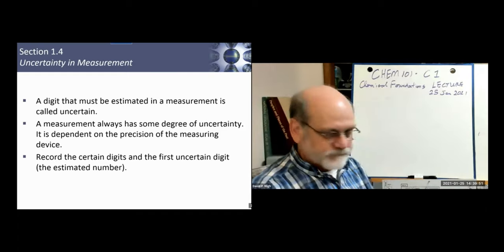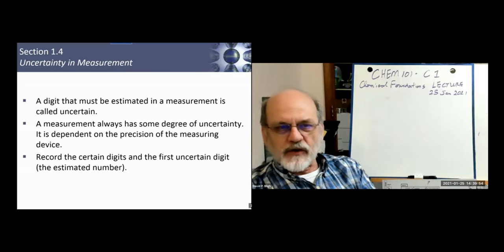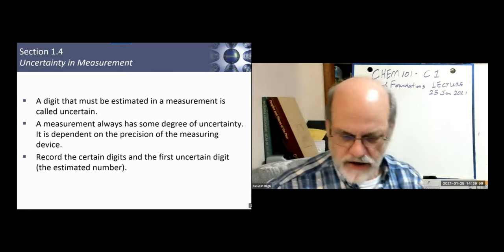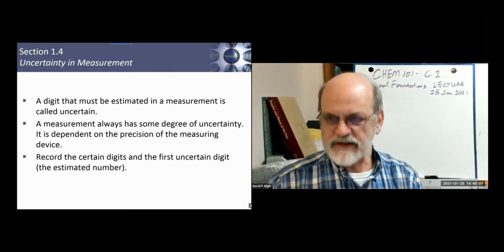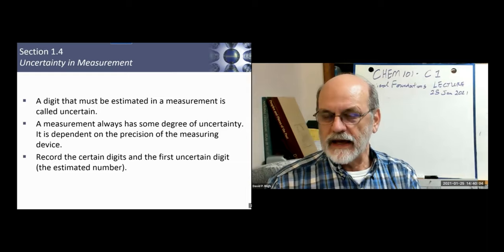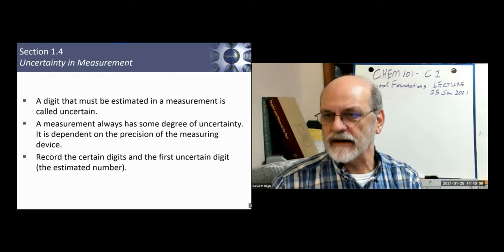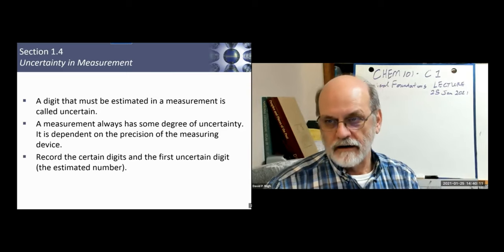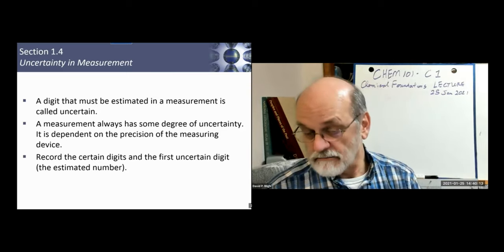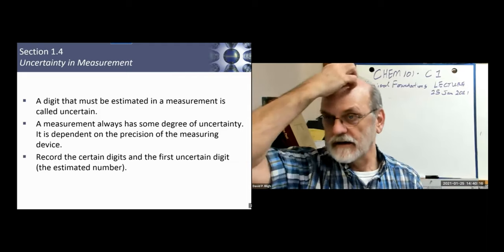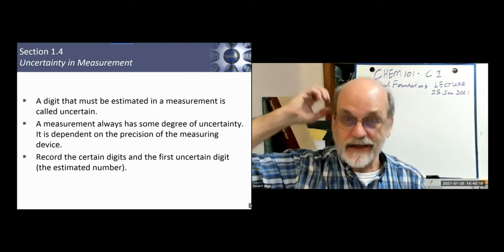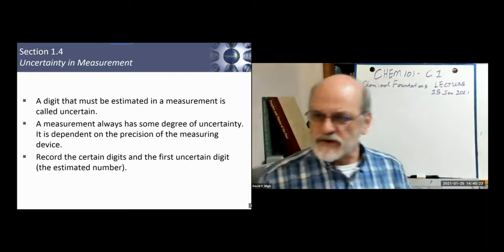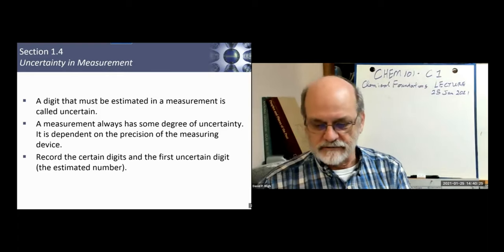Uncertainty just means that when I say I have measured this piece of paper and my ruler says it's 10.9 inches, maybe it is and maybe it isn't. In other words, I had a professor that used to say it ain't necessarily so. He was referring to statistics. But there's always uncertainty in a measurement.